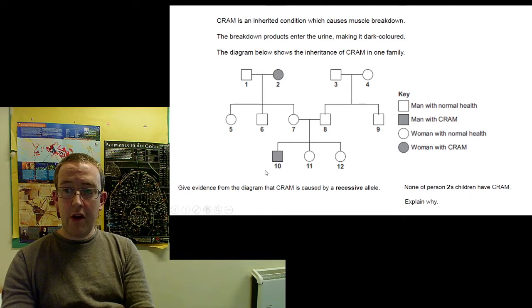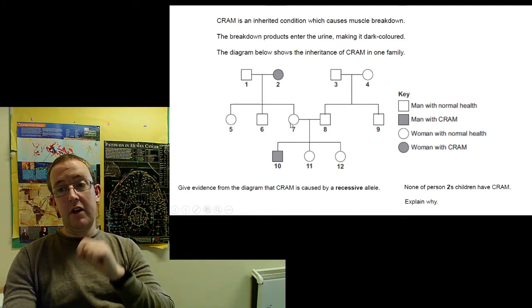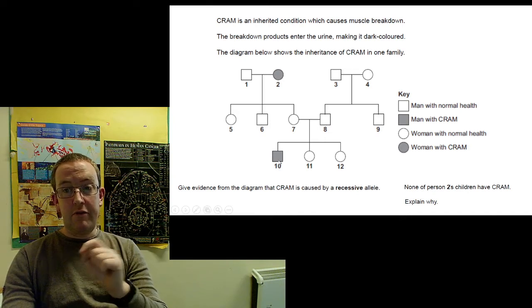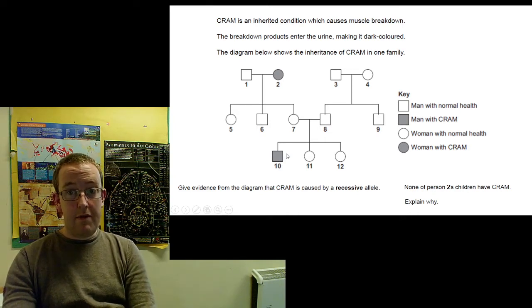So this is a boy with Cram. Okay, so you would say in that answer, 7 and 8 have managed to produce 10 who has got Cram when they don't.